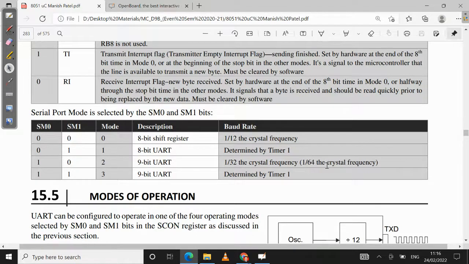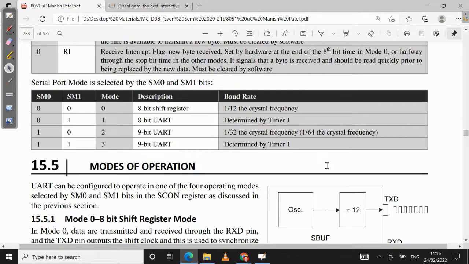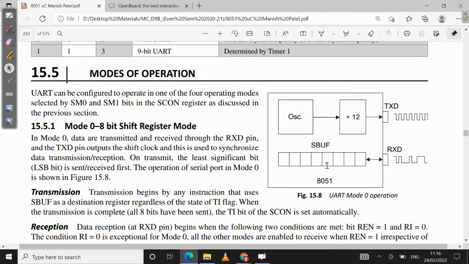Now we have to understand each and every mode of operation. You can write down the heading as modes of operation. We are going to see each mode in detail. Do not write anything and do not draw the figure, because the explanation of this is more important. We will see how these modes are operated and what the different baud rates are.